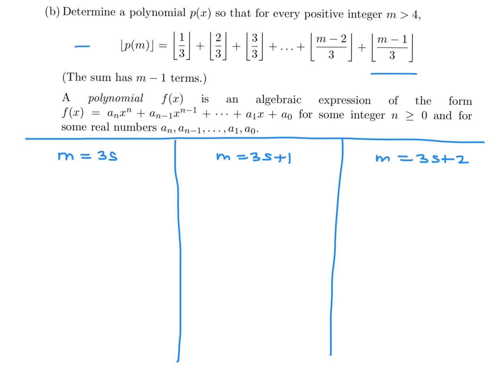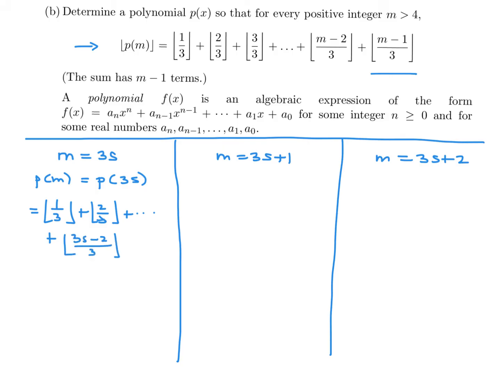Okay, so let's plug in that here. So P at m, which is P at 3s, will be 1 over 3 plus 2 over 3, and then dot, dot, dot, all the way till (3s minus 2) over 3 plus (3s minus 1) over 3, like that.